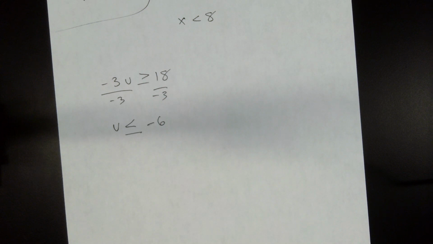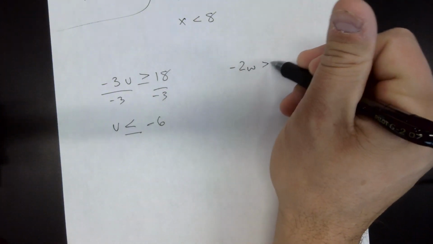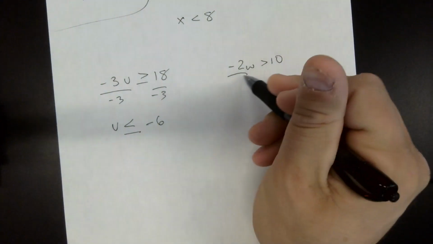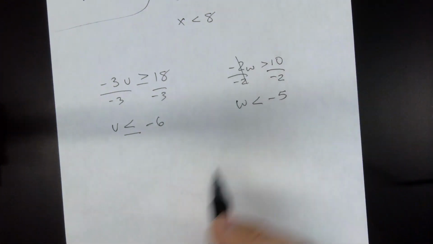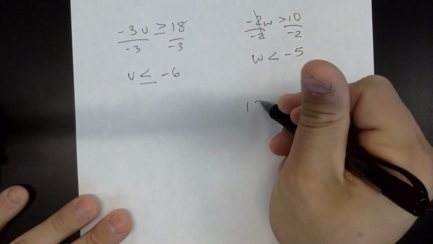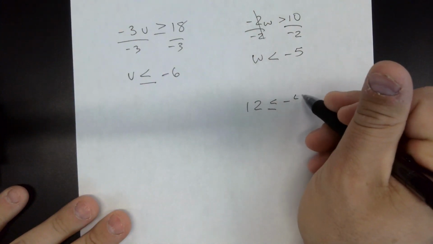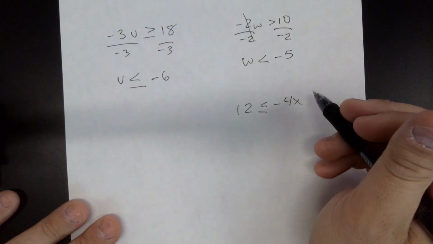So let me say that again. Anytime you multiply or divide both sides of an inequality by a negative, you have to flip the inequality. So once again, if I have 2w is greater than 10, when I divide by a negative 2 here, we have to flip the inequality, okay? Now there is a little bit of a kicker to this. If I have something like this, 12 is less than or equal to negative 4x. Watch, this one's a little bit tricky.